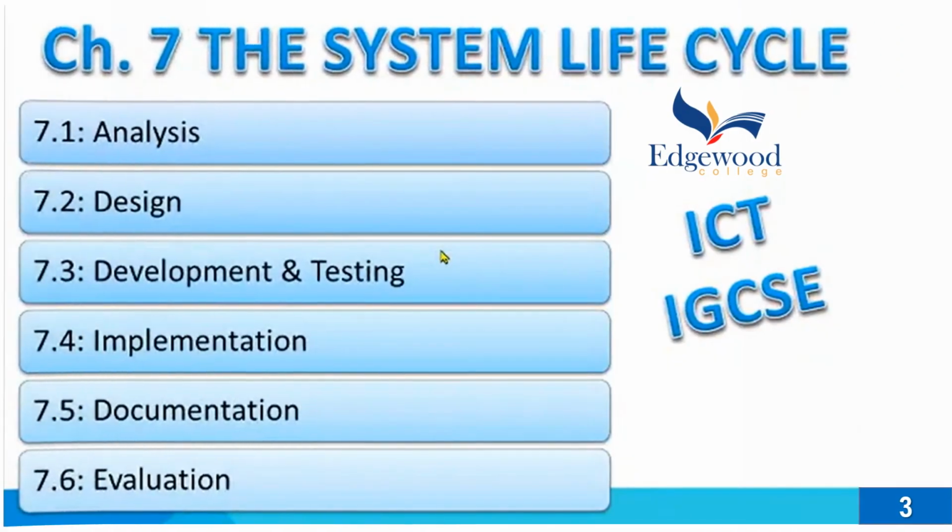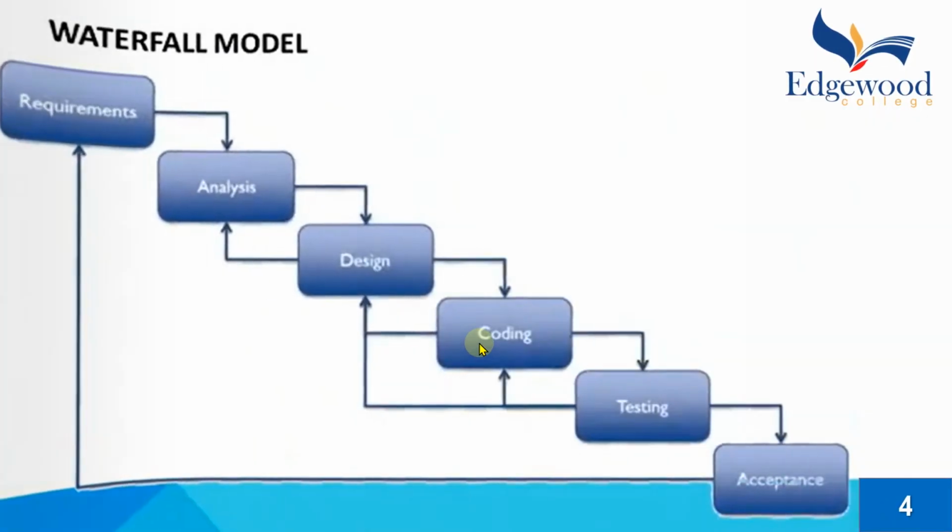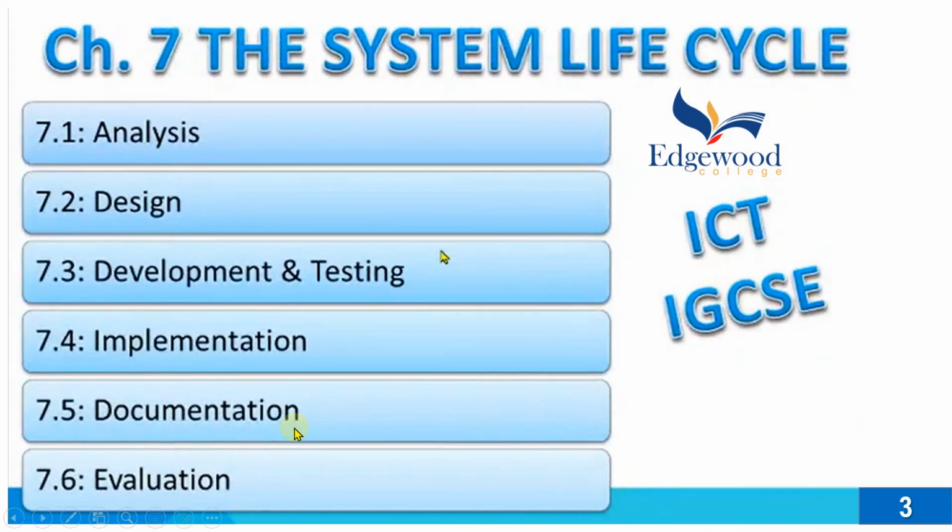Okay, so we're diving into the system life cycle. It has this cycle, and it's summarized as the analysis, the design, the development and testing, the implementation, the documentation, and the evaluation. Now, it is very important that we know how the cycle operates, from the analysis, the design, development and testing, implementation, documentation, and the evaluation.